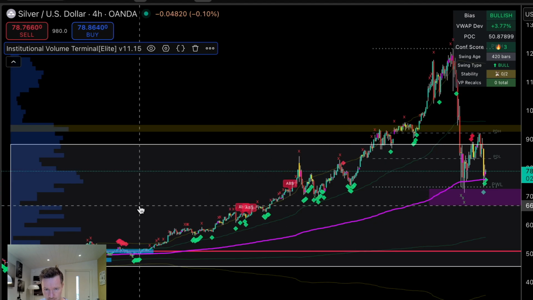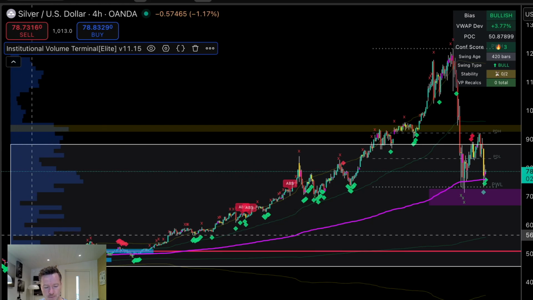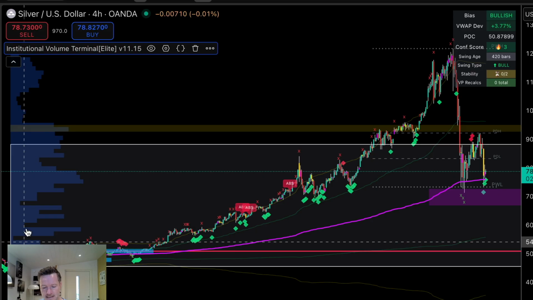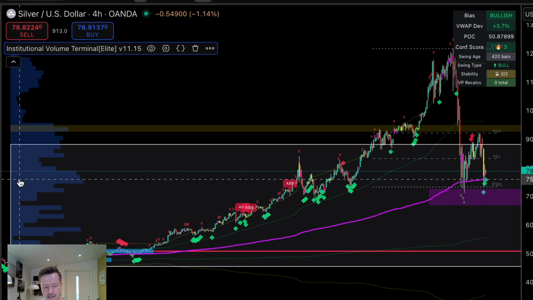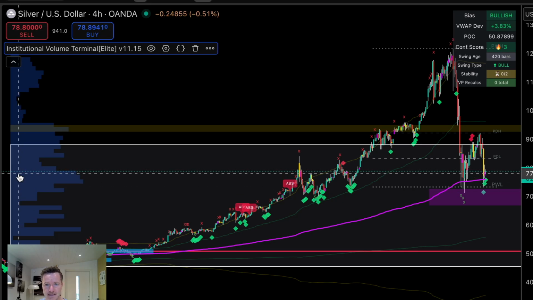Now check the volume profile on the left side. See the massive concentrations of volume between 50 and all the way up to 70. We even have volume building in this area around 73 and 80. That's months of institutional accumulation. They weren't chasing, they were quietly building massive positions in this range while retail wasn't paying attention.